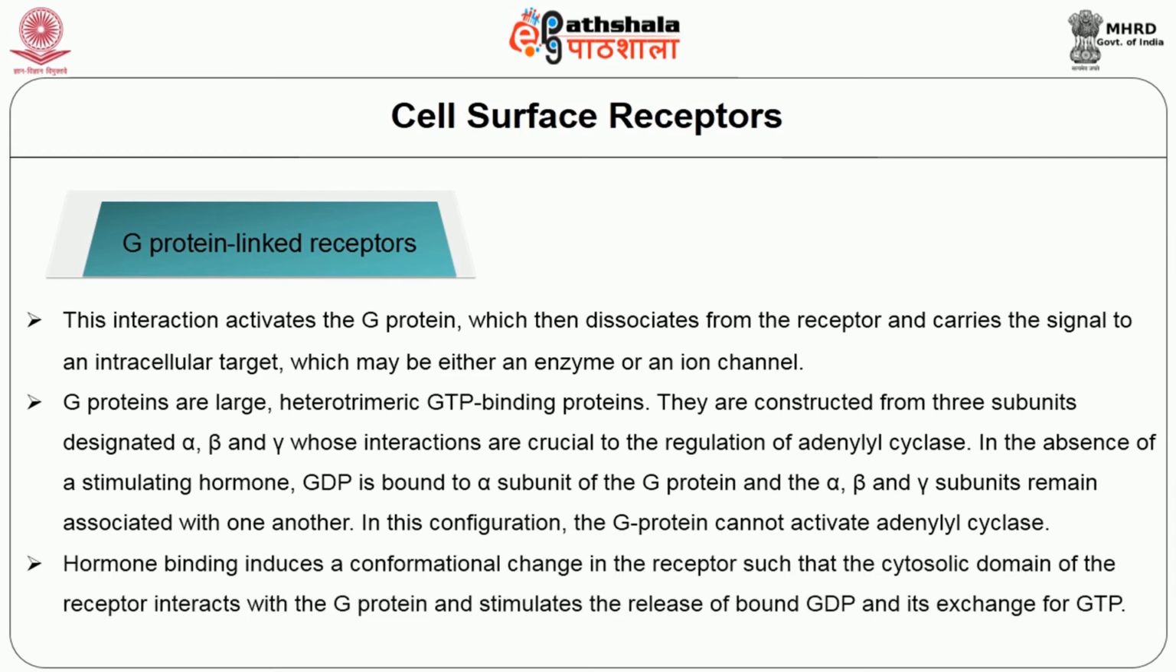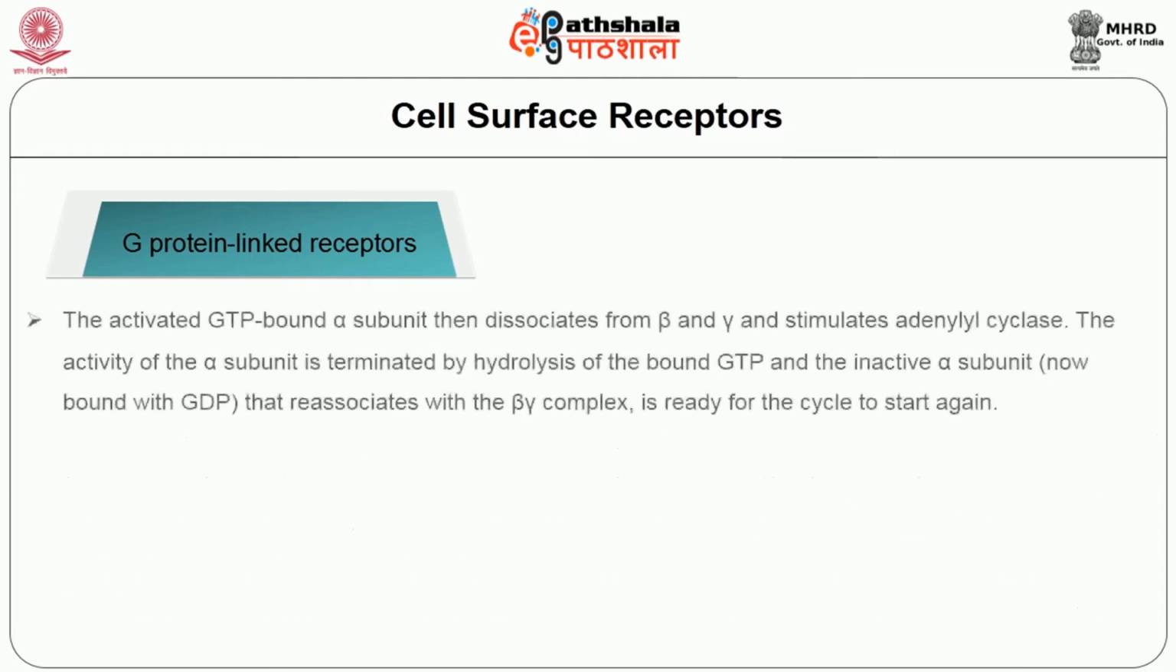Hormone binding induces a conformational change in the receptor such that the cytosolic domain of the receptor interacts with the G protein and stimulates the release of bound GDP and its exchange for GTP. The activated GTP bound alpha subunit then dissociates from the beta and gamma and stimulates the enzyme adenylyl cyclase.